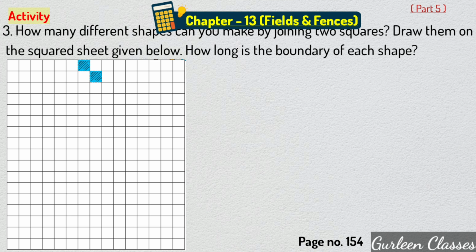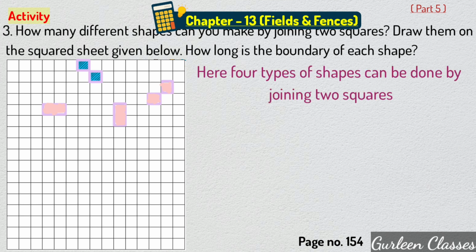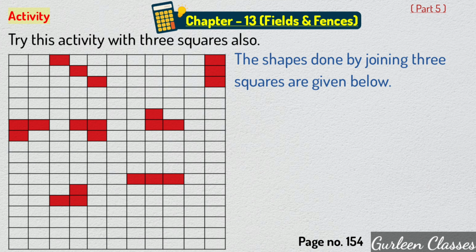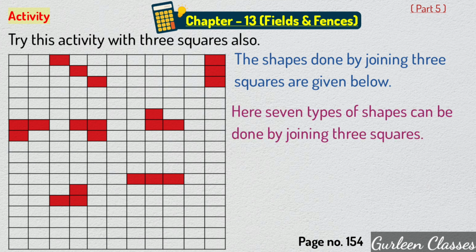Students, in this figure, I have joined 2 squares. Here, 4 types of shapes can be made by joining 2 squares. Now let us try this activity with 3 squares. The shapes made by joining 3 squares are given below. Here, 7 types of shapes can be made by joining 3 squares.